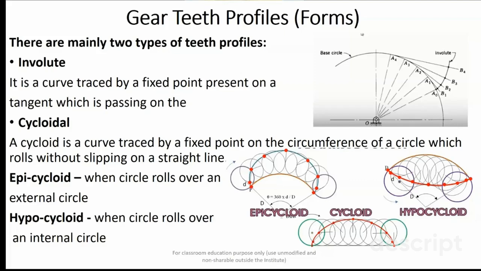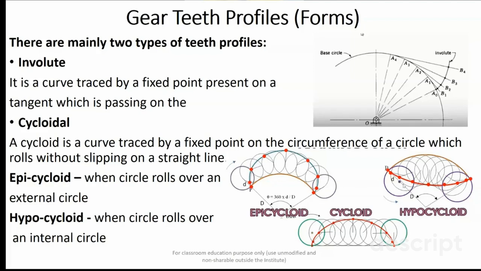Now there are two different types of cycloid profile: the epicycloid profile and the hypocycloid profile. The epicycloid profile is obtained when the circle rolls over an external circle. You have an external circle and your rolling circle is rolling over it, and the locus of this imaginary point gives you the epicycloid profile.